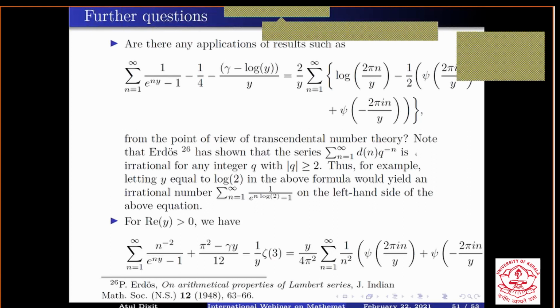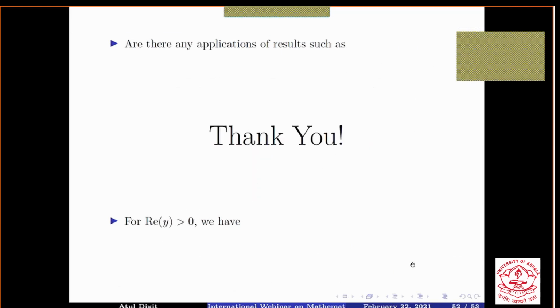So we have further results of the same kind. Here, instead of 1 upon e raised to n y minus 1, we have n raised to minus 2 upon e raised to n y minus 1. That involves zeta of 3, for which you know zeta of 3 is irrational. So can that be used again in transcendental number theory in some way? I'm just throwing out questions. I don't have any insights as of now on these problems, but just some food for thought for all of us. With that, I will stop here.